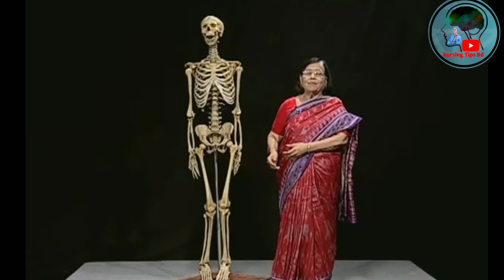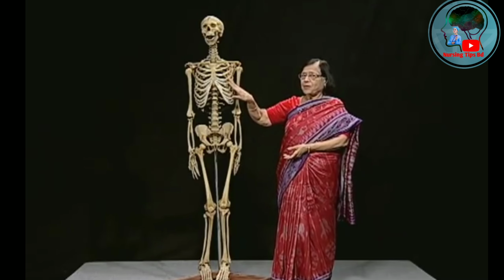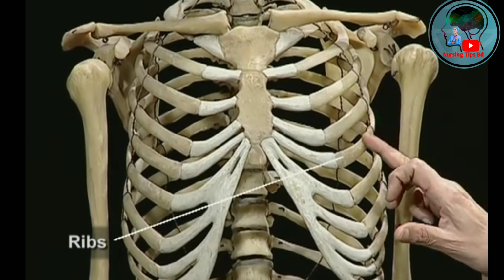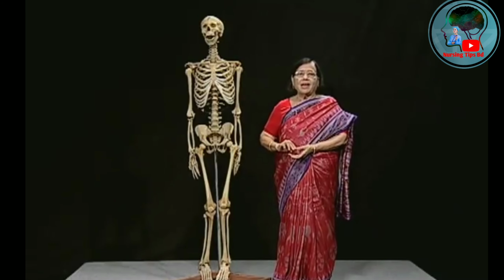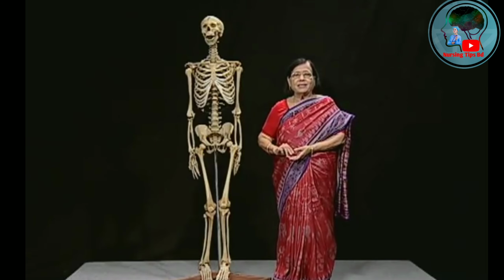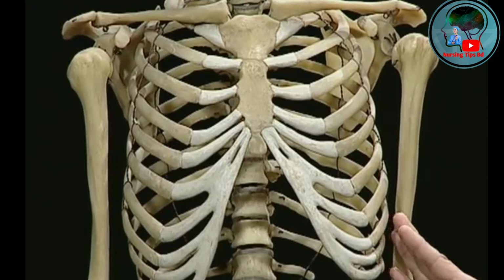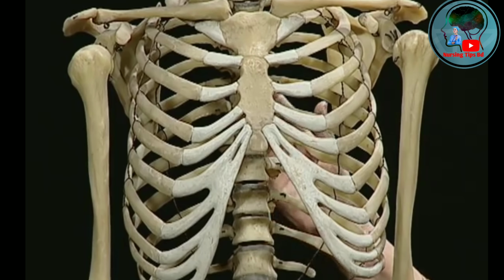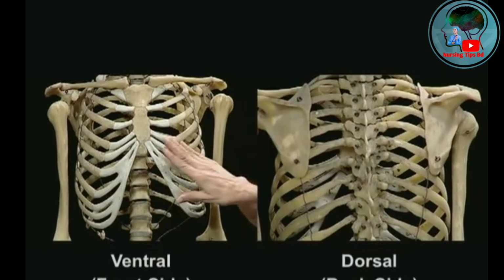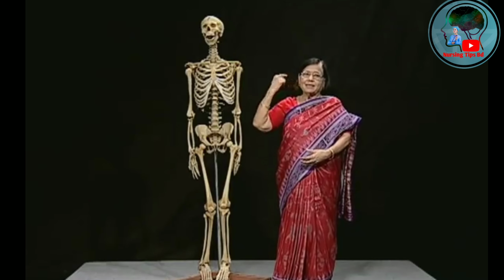After this, I come to third part of axial skeleton, ribs and rib cage. This is rib cage and these are ribs. We have 12 pairs of ribs attached to 12 thoracic vertebra. Each rib is attached with thoracic vertebra on the dorsal side. Children, you know this is the dorsal side and this is the ventral side. That means this is my ventral side and that back is dorsal side.